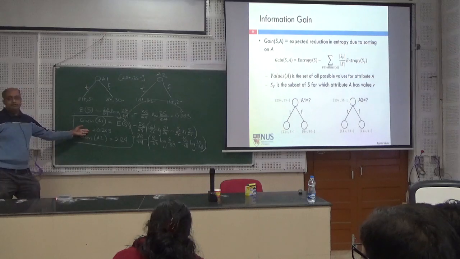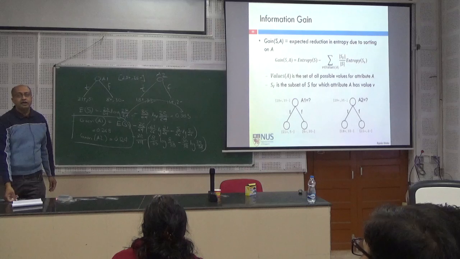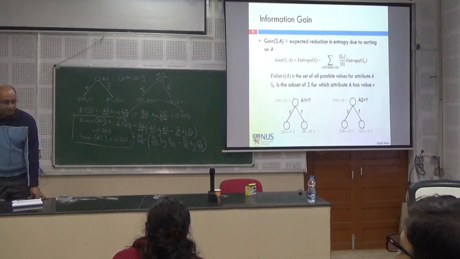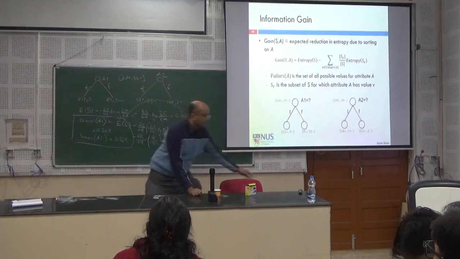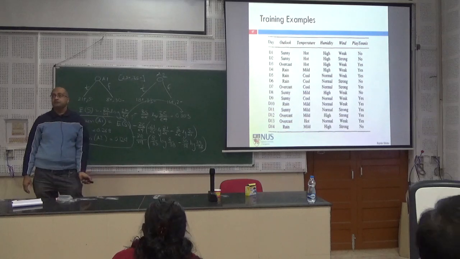So this is higher. So I'm going to select attribute A1 as my root node. The root, I'm going to select A1. Okay? And we could go up with our training example like this.